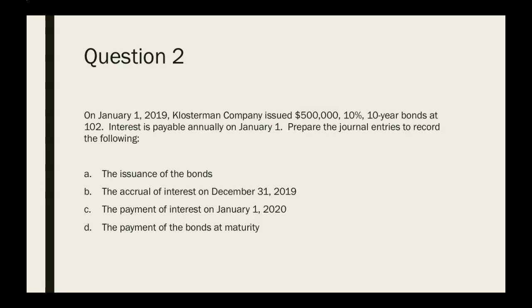So this says, on January 1st, Klosterman Company issued $500,000, 10% 10-year bonds at 102. Interest is payable annually on January 1st, and we need to prepare some journal entries. We need to prepare the entries to record the issuance of the bonds, the accrual of interest, the payment of interest, and then the payment of the bonds at maturity. So we have all of the important information over there on the left.